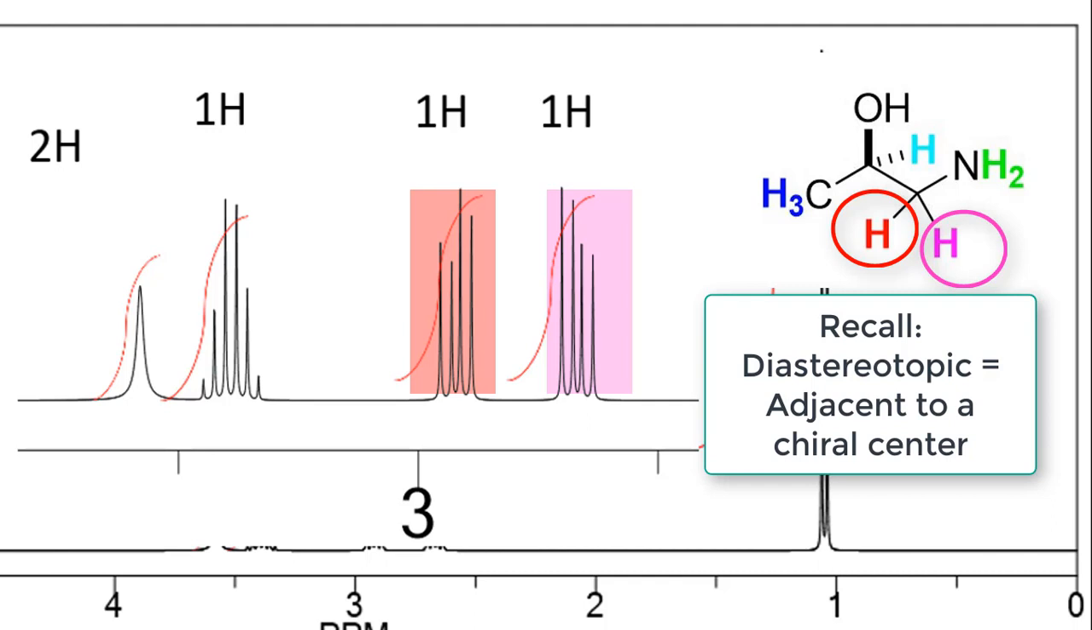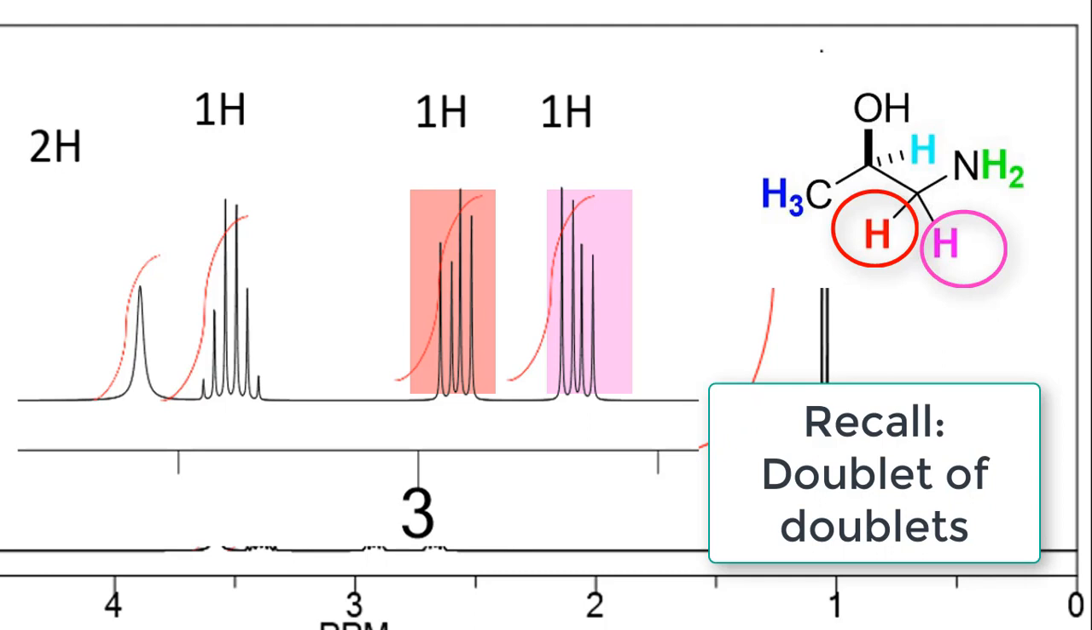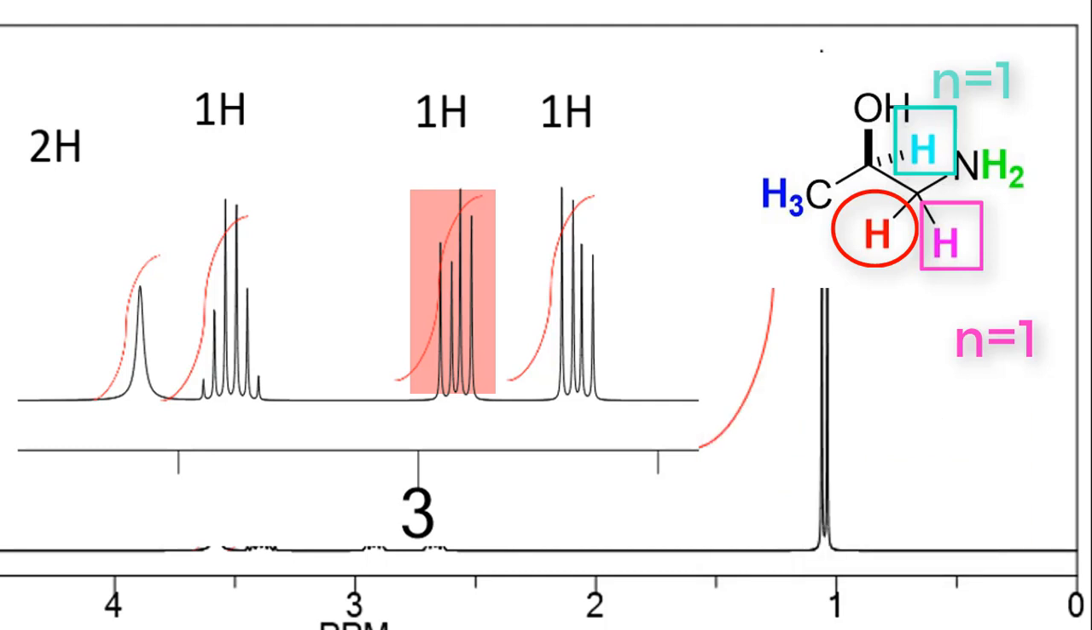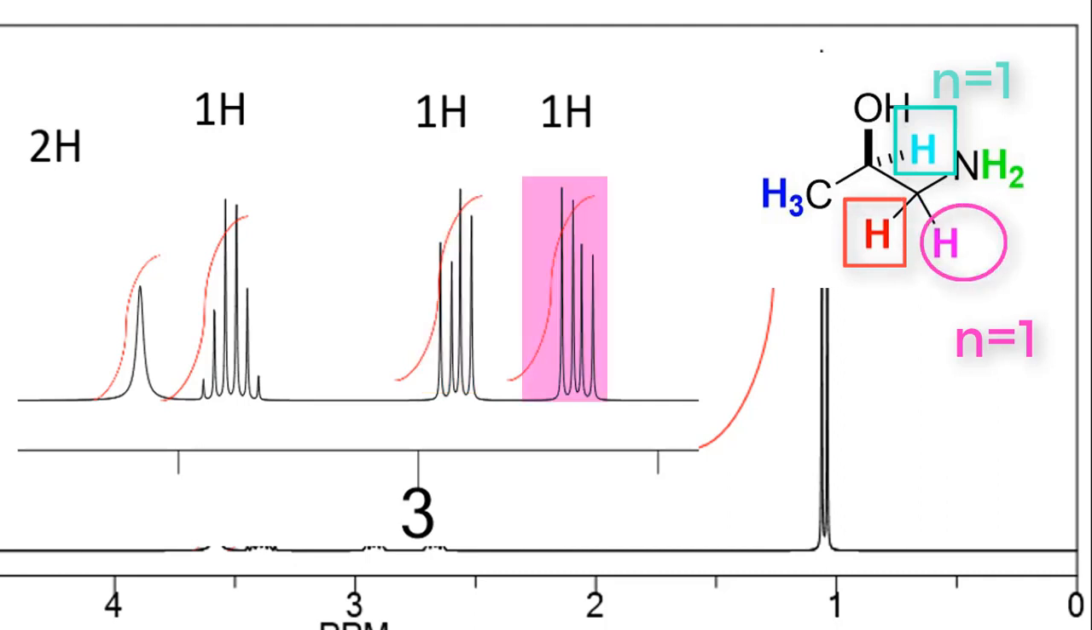And so if we look at the coupling or the splitting, you see that they're both split into a doublet of doublets, right? The red hydrogen is going to couple with, or split with, the teal hydrogen and the pink hydrogen. So N is 1 for the teal hydrogen, N is 1 for the pink hydrogen. And so that signal is going to be split into a doublet of doublets because all 3 of those protons are non-equivalent. And then by the same token, the pink hydrogen is going to split with the red hydrogen and the teal hydrogen to give you a doublet of doublets in that case.